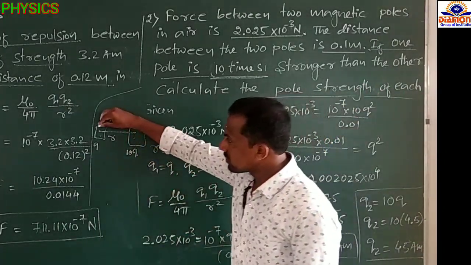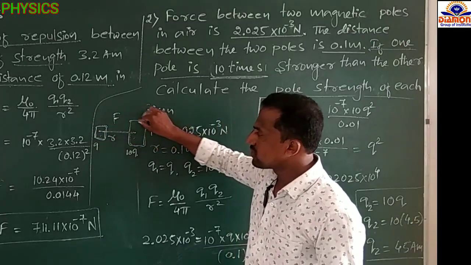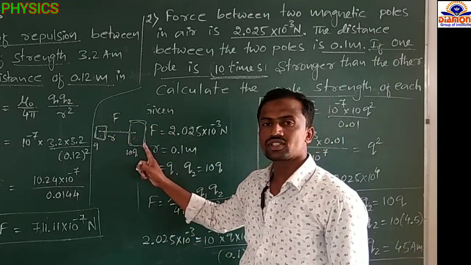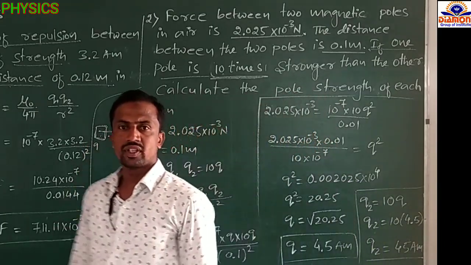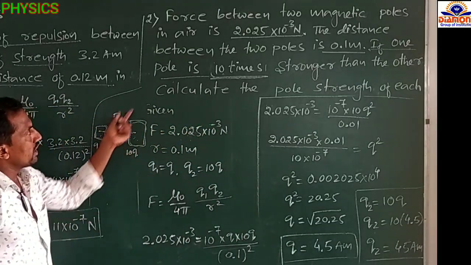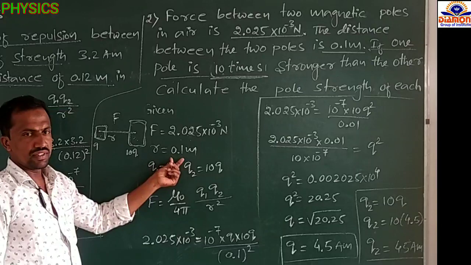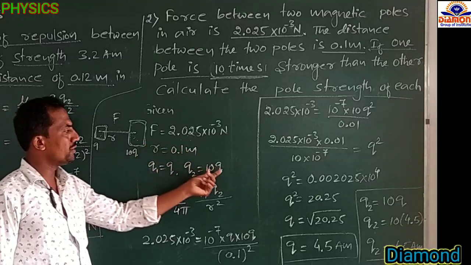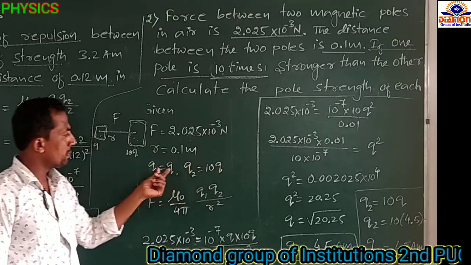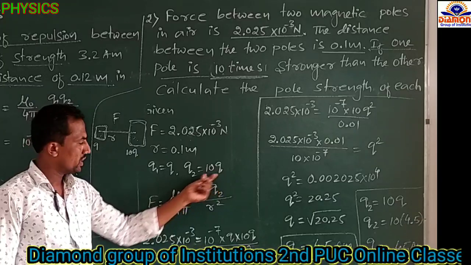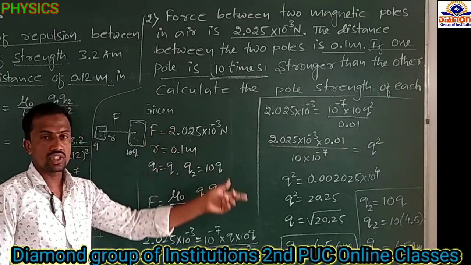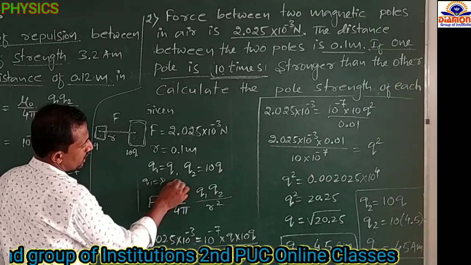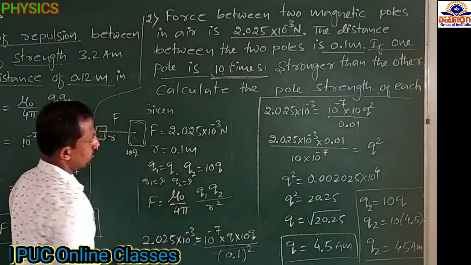What is the pole strength of this pole and what is the pole strength of this pole? We are calculating the pole strength of each. Here, the F value is given and the r value is given. One pole value is Q, another pole value is 10Q, but what is the Q value and the 10Q value? We don't know, that's why we are calculating. For example, Q1 equals question mark and Q2 equals question mark.